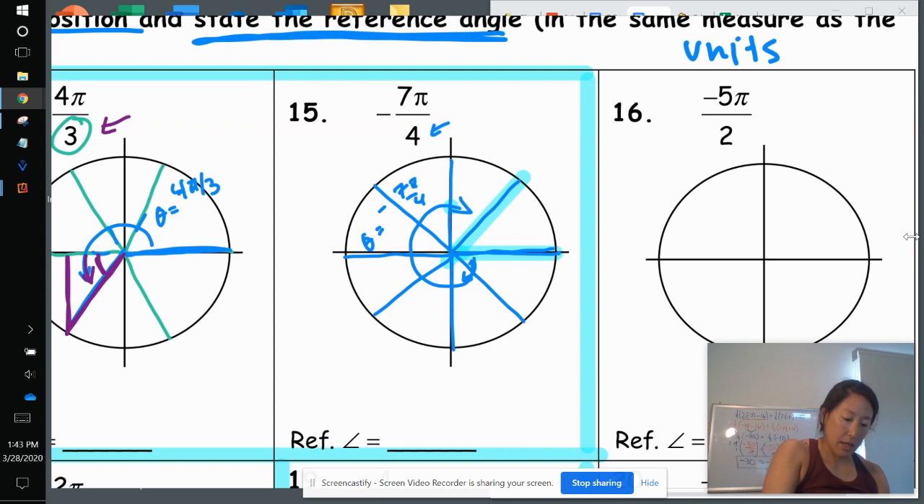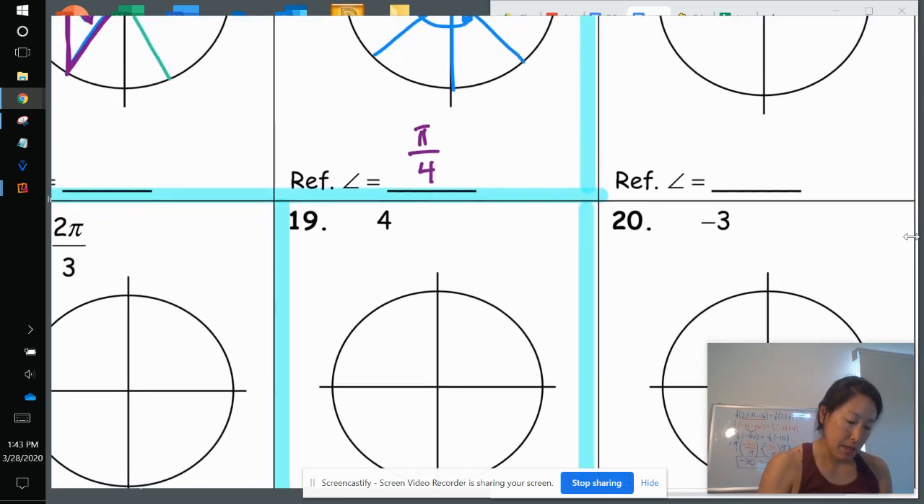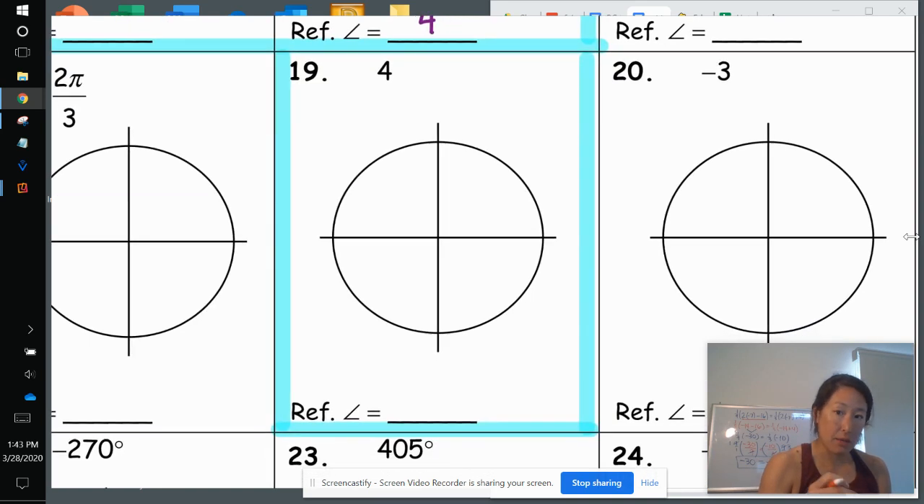Take our angle and connect it back to the x-axis. What angle is this? Again, our original angle is over 4, so our reference angle is going to be over 4. It's pi over 4. All right, last one: 4. Radians or degrees? Remember, this is radians because there is no degrees there.